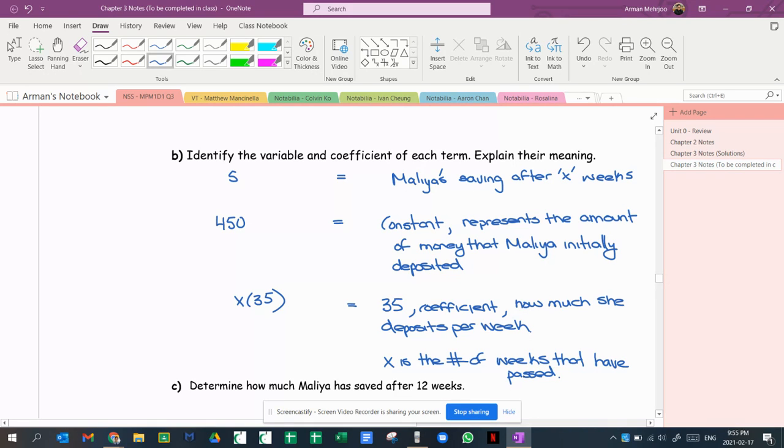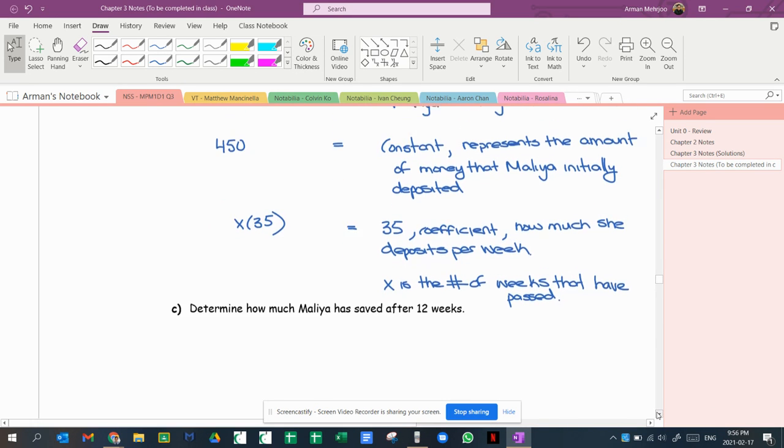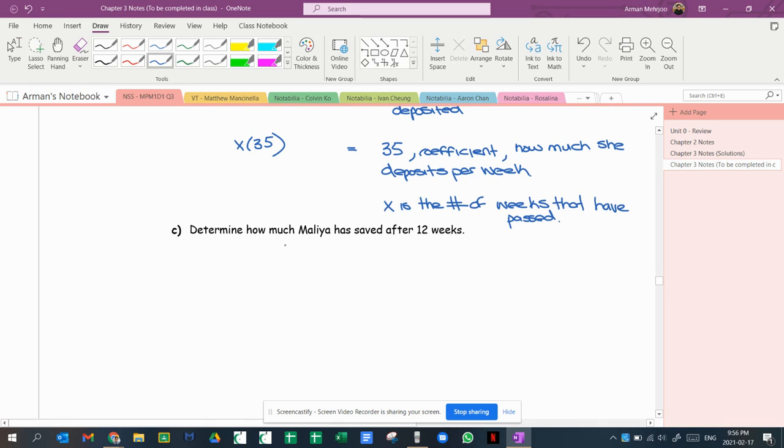Nice. Good stuff. Next, we want to figure out how much Malia saved after 12 weeks. So basically, they're telling me in this case, the number of weeks that have passed is 12 weeks. And I can plug in 12 into my formula. So I'm going to go ahead and do that. And then we can figure out how much she saved after 12 weeks. So let's try and simplify this down.